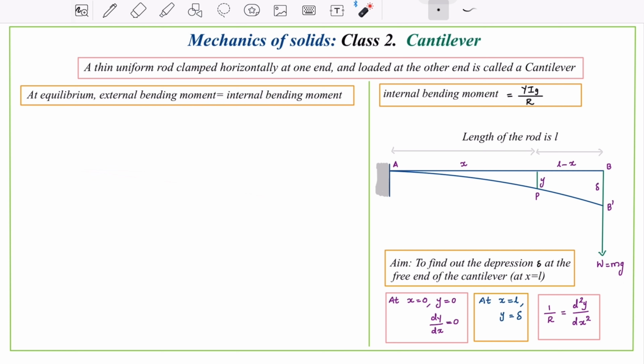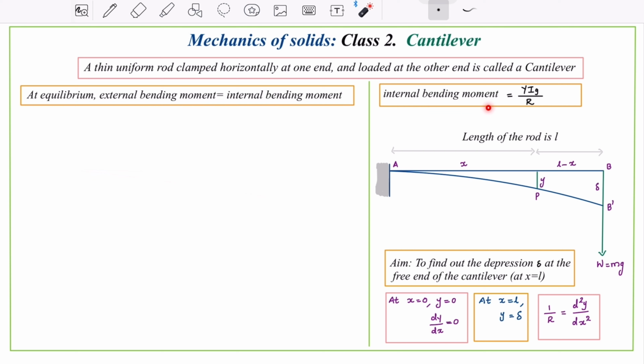To derive the expression for delta at the free end of the cantilever, you have to use the equation. At equilibrium, the external bending moment is equal to internal bending moment. External bending moment means moment because of the external couple, and internal bending moment means moment due to the restoring couple.